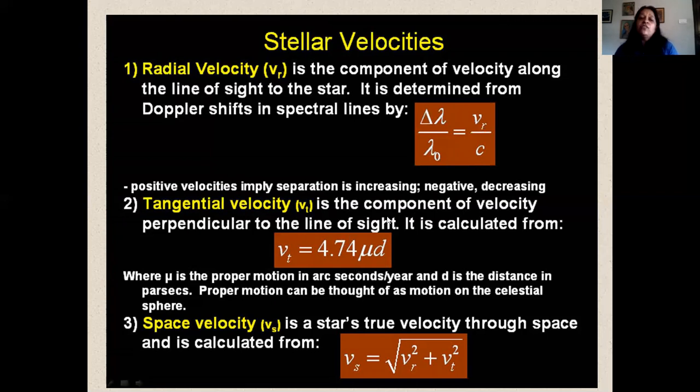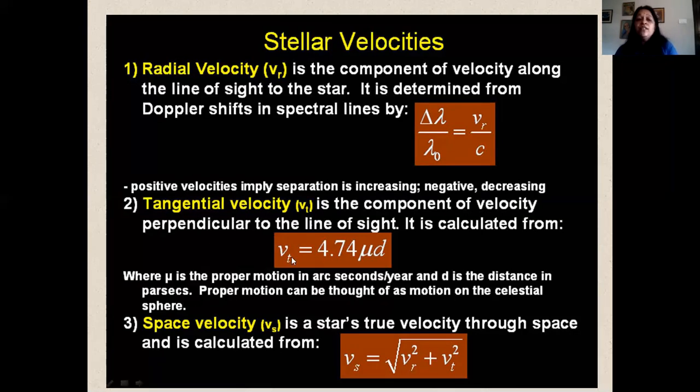The tangential velocity is the component perpendicular to the line of sight. So radial velocity is along your line of sight, while tangential velocity is perpendicular to the line of sight. The tangential velocity is basically given by 4.74 mu into d. We won't talk about that now, we'll do it a little later. Where mu is actually the proper motion, right? So if you know the proper motion of stars, which is the shift in a star with a certain time frame, that is, if you measure the position of a star today and measure it after 50 years, you will see a slight difference in the position, which is called the proper motion.